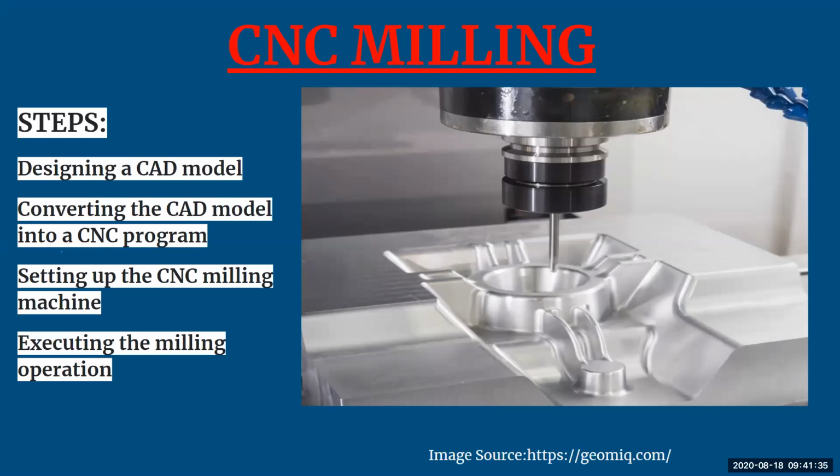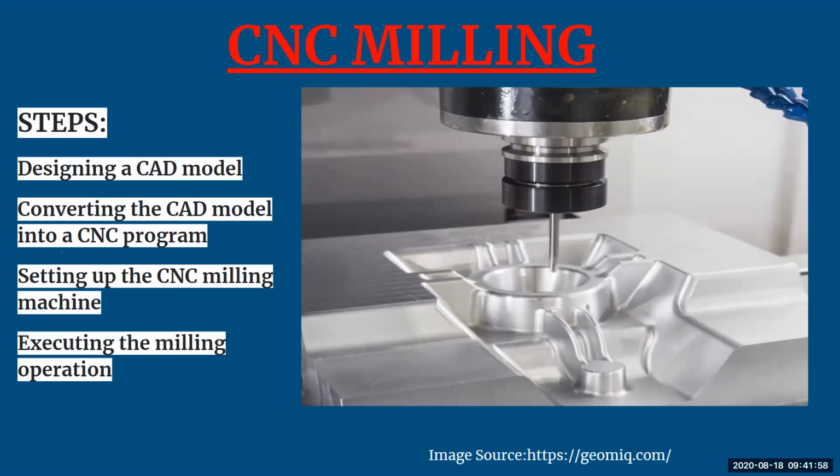Next step is setting up the CNC milling machine. This is the step where you are going to affix your workpieces to the machine work surface. You're going to attach different milling tools to the machine spindle. So here you start with the initial process where you place your material with the different milling tools and you affix your material.